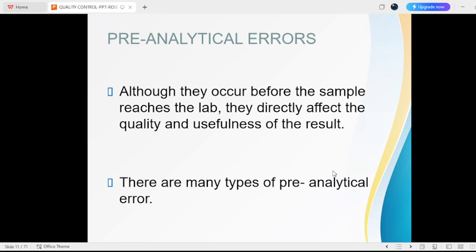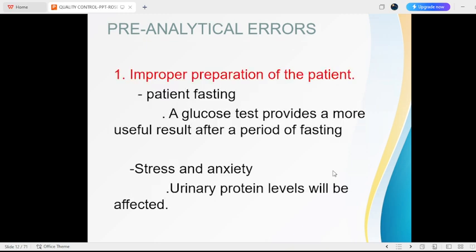Next, moving on to pre-analytical errors. Although they occur before the sample reaches the lab, they directly affect the quality and usefulness of the result. There are many types of pre-analytical errors. Then we can discuss each one by one.